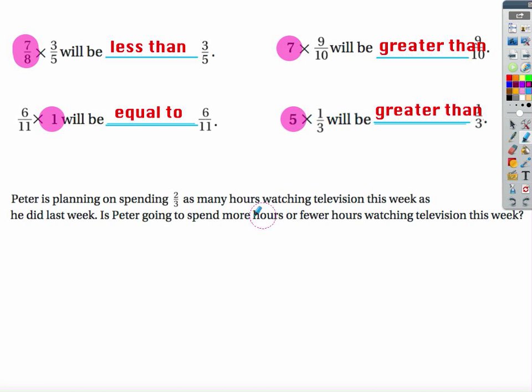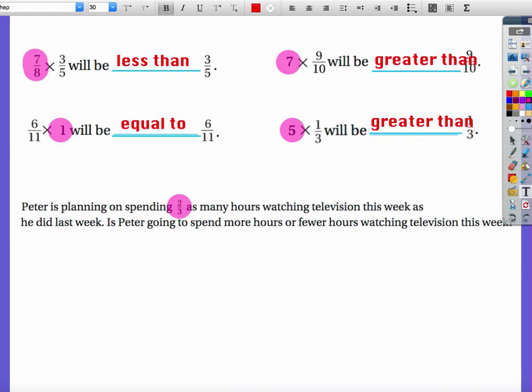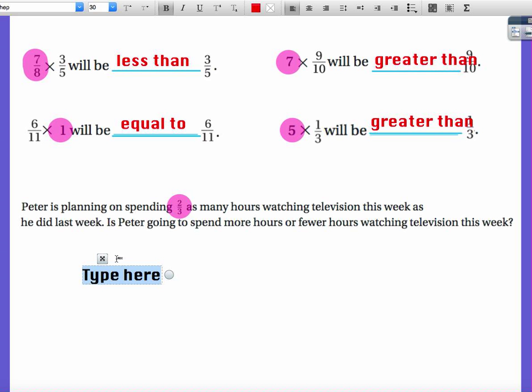Peter is planning on spending 2/3 as many hours watching television this week as he did last week. Is Peter going to spend more hours or fewer hours watching television this week? Now, I know some people will read this and say, well, we don't know how much he watched last week. It doesn't matter in this particular instance because we know that we're multiplying times 2/3, because we want to know 2/3 as many hours. So whether it was 1 hour last week, 26 hours last week, half an hour last week, no matter what, we're multiplying by 2/3 in this instance.